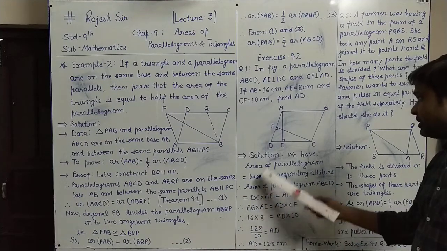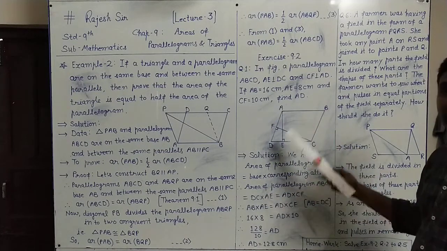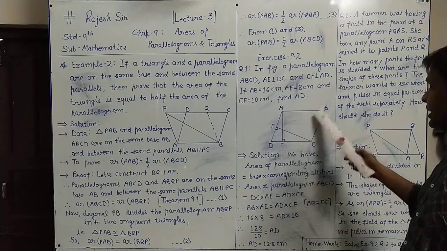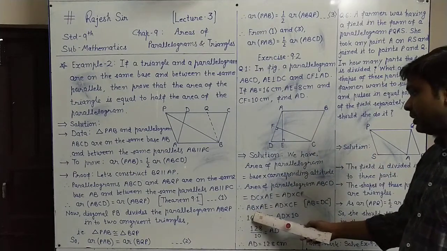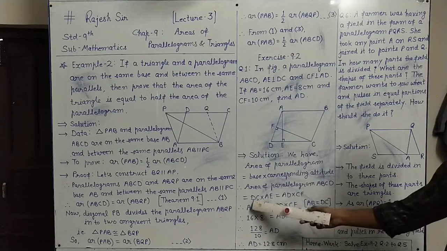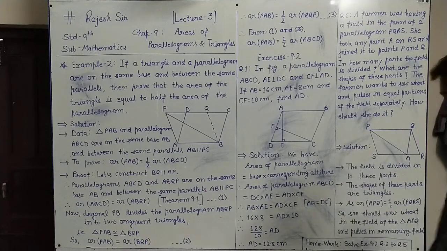Now DC is the opposite side of AB in the parallelogram, and in a parallelogram opposite sides are equal. So in place of DC we can write AB. So DC is written as AB into AE as it is, equals AD as it is into CF as it is. For DC equal to AB, here we have, because in a parallelogram opposite sides are equal.